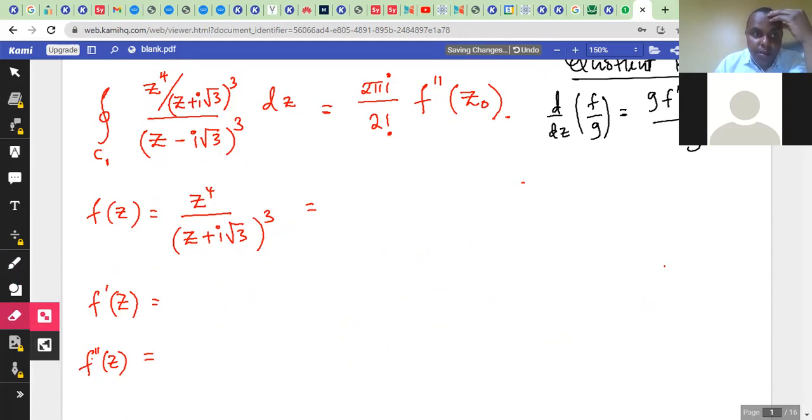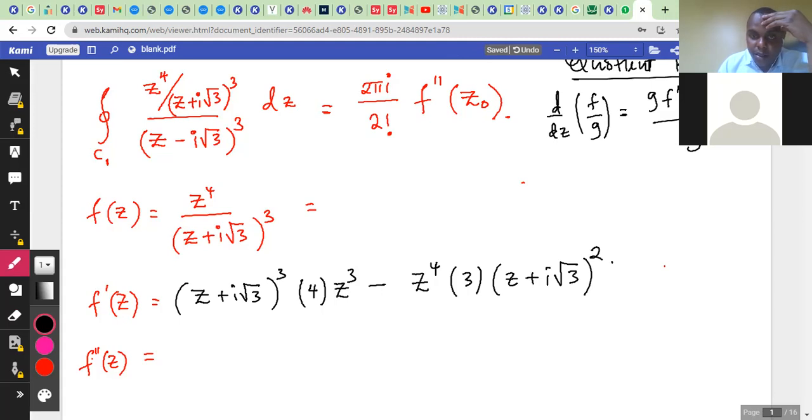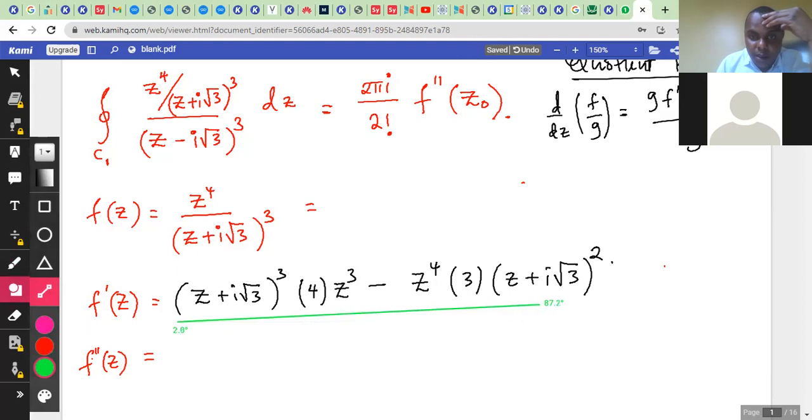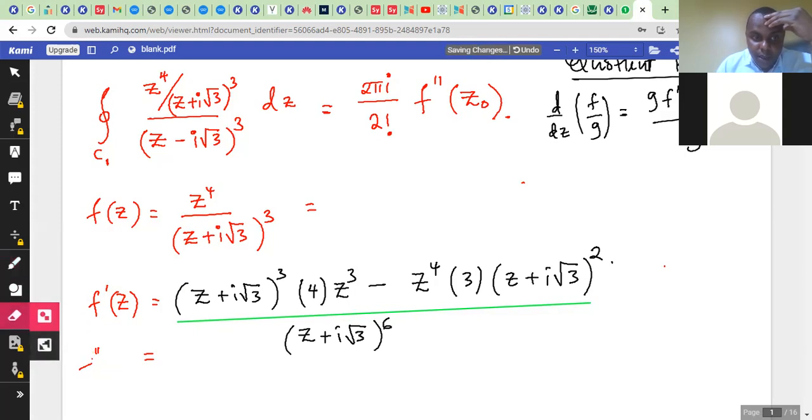Okay, so we are going to have g, that is z plus i root 3 to the fourth, and then f prime, which is going to be 4z cubed, minus f, which is z to the fourth, times the derivative of g, which is 3, sorry, 3 times (z plus i root 3) squared, divided by (z plus i root 3) to the power of 6. We can try to make it simpler.